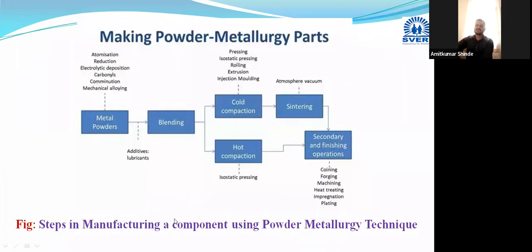Now, I have added one more slide. This will again highlight the same steps in manufacturing a component using the powder metallurgy technique. We are taking these metal powders. Here I have mentioned the names of different techniques used for manufacturing the powder. Then mixing or blending is done. Then the compacting operation; depending on our need, we can use different types of compacting operations. Then sintering and the final finishing operation will be done, and then it is given for testing and inspection before its actual use.